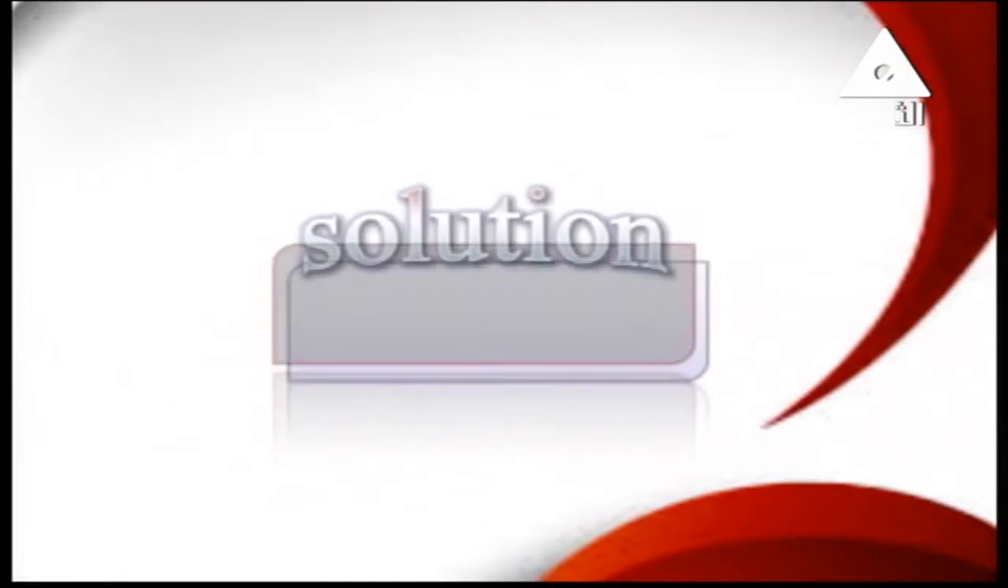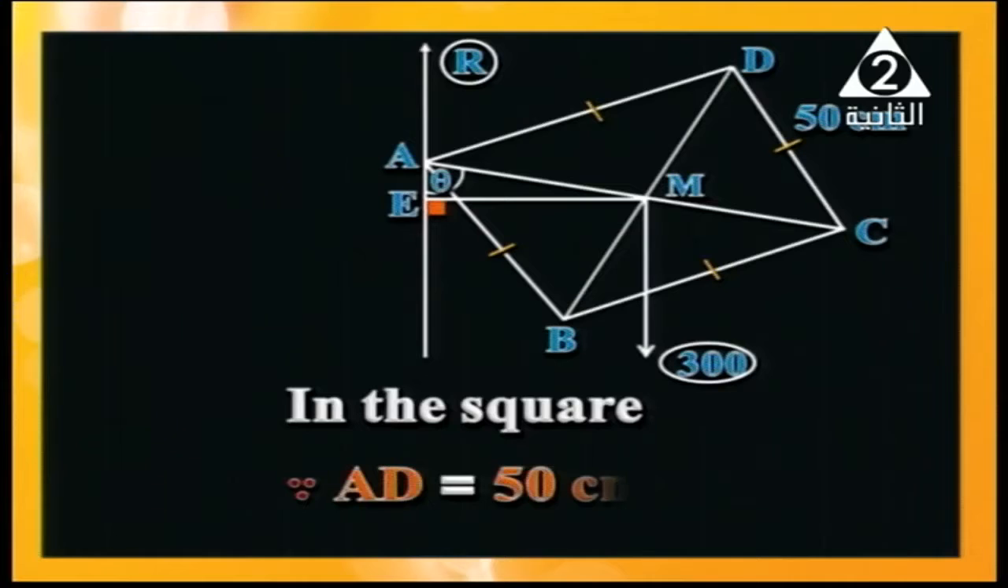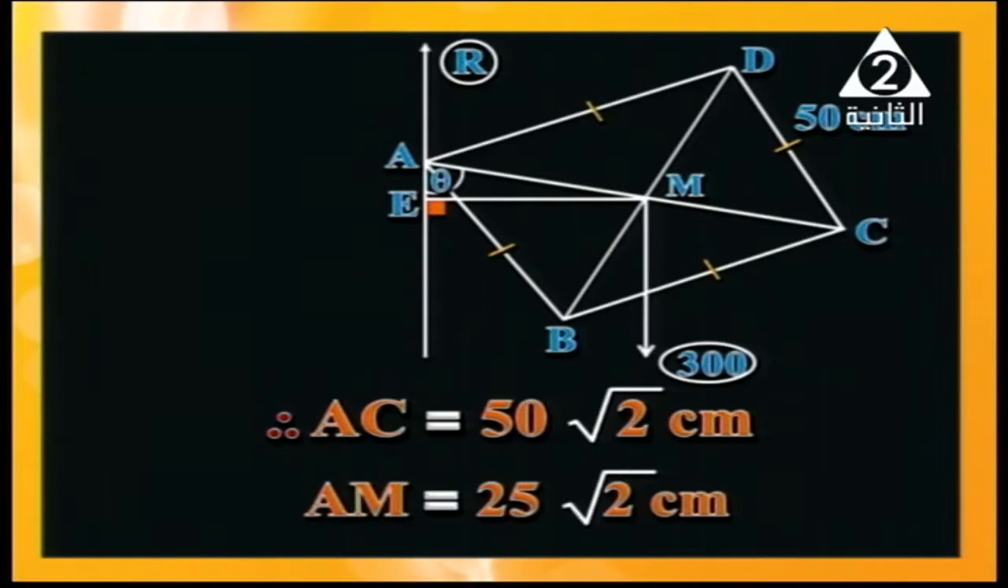Look at the solution. My dear student, the lamina is a square. In the square, we have AD equal 50 centimeter, the length of the square. Therefore, diagonal AC is 50 root 2. Why? Because look at ADC, an isosceles triangle. DA 50, DC 50, the diagonal of a square equals side L root 2, L equal 50, therefore AC is 50 root 2. Therefore AM, half the length of AC, is 25 root 2.